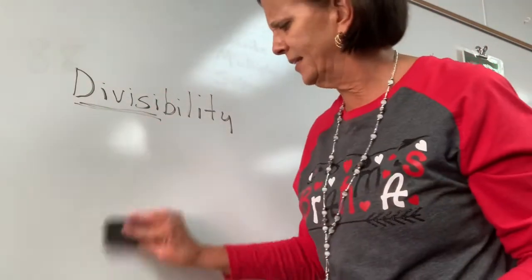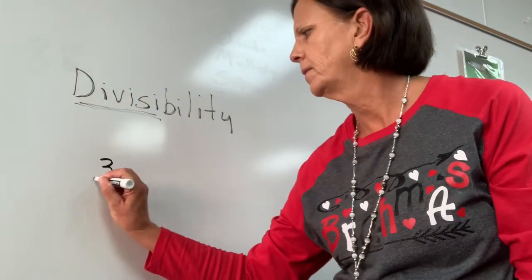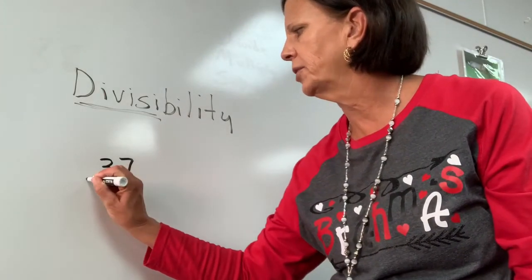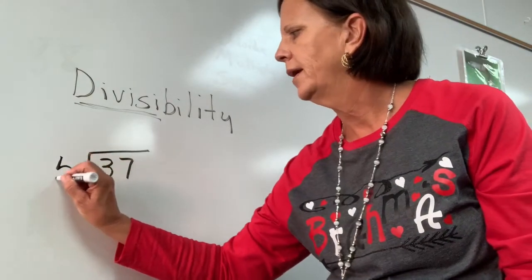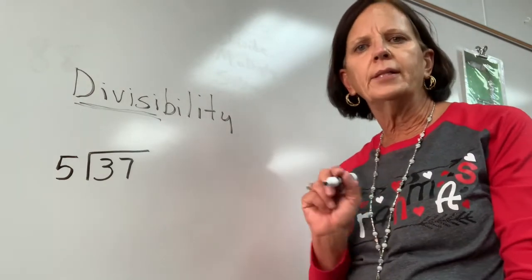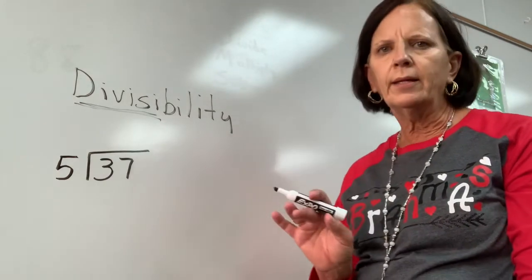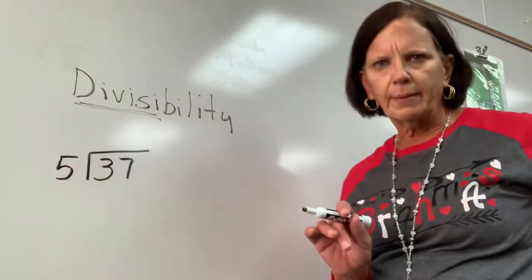Let's try another one. What if I said, hey, what about 37? I want to know, is 37 divisible by 5? And again, what I'm really asking is, if I divide 37 by 5, will I end up with no remainder, with a remainder of 0? So let me do my math.